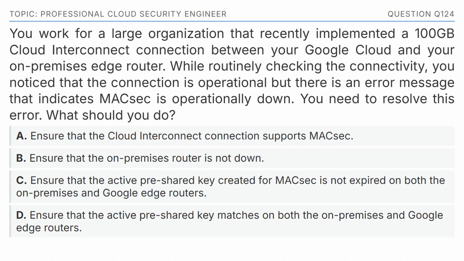What should you do? The options are: Option A, ensure that the cloud interconnect connection supports MACsec. Option B, ensure that the on-premises router is not down. Option C, ensure that the active pre-shared key created for MACsec is not expired on both the on-premises and Google Edge routers. Option D, ensure that the active pre-shared key matches on both the on-premises and Google Edge routers.